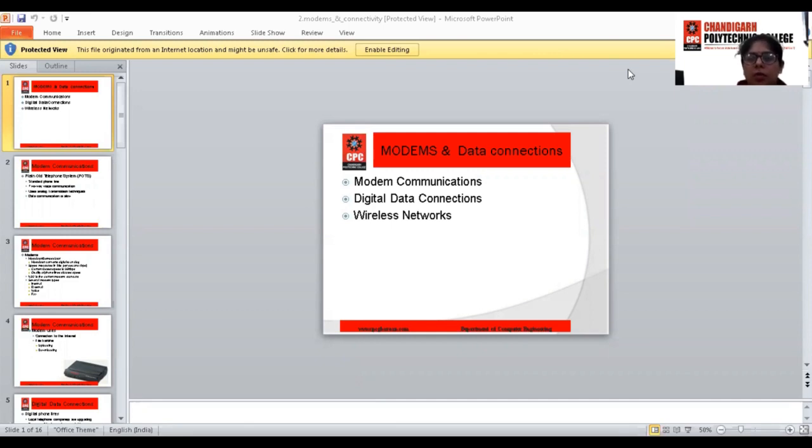Today I'm going to discuss the topic modems and data connections. So we'll have an overview of modem communications, digital data connections and wireless networks today in this lecture.